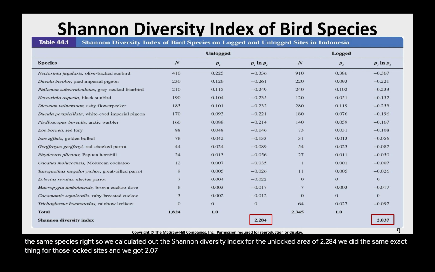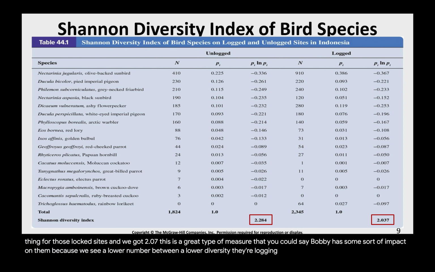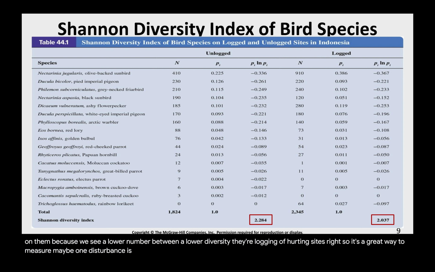And this is a great type of measure that you could say, yes, logging has some sort of impact on this community because we see a lower number, which means a lower diversity after logging occurred in these sites. So it's a great way to measure, maybe when disturbances happen in an area, just how much does that disturbance affect the community.